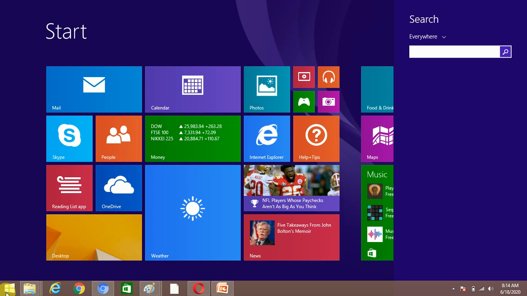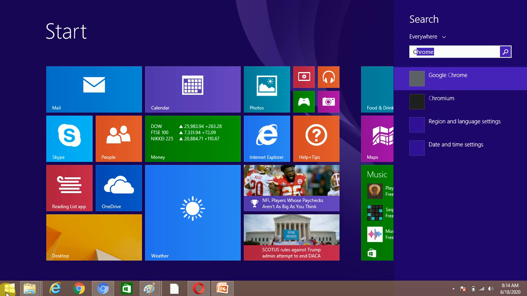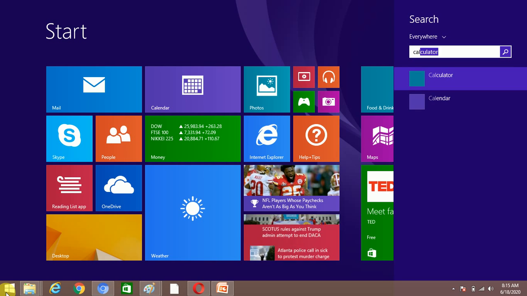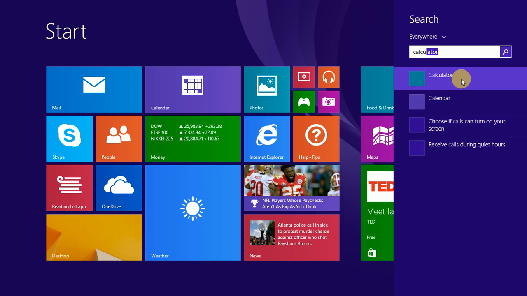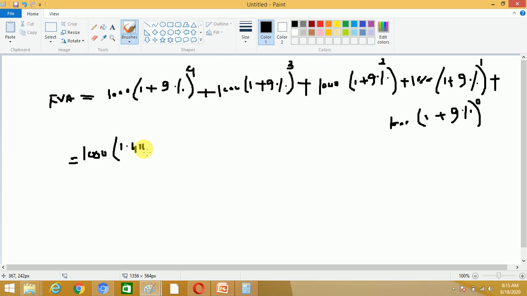Let me find the calculator. This is the calculator. Now we'll see. 1.09 raised to the power 4, so we are getting 1.4115.